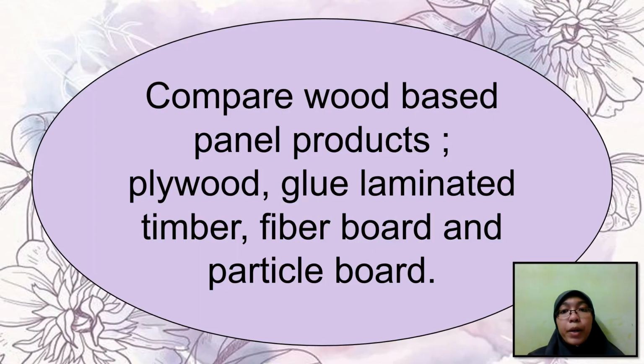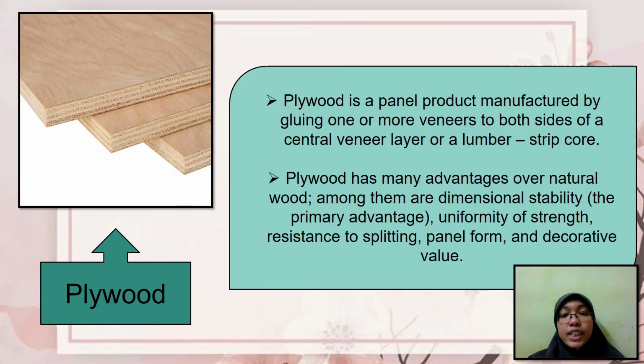Next is compact wood-based panel product by plywood, glue laminated timber, fiberboard, and particle board. Plywood is a panel product manufactured by gluing one or more veneers to both sides of a central veneer layer or a lumber structure. Plywood has many advantages over natural wood among the dimension stability. The primary advantage, uniformity of strength, resistant to splitting, panel form, and decorative value.